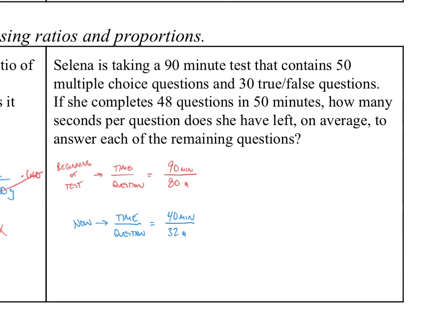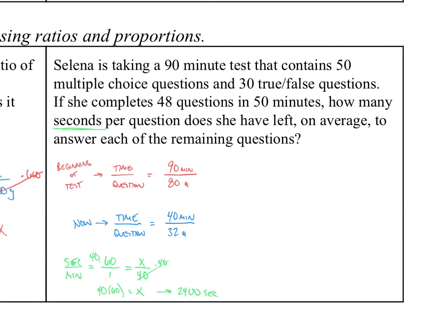So this would be great if they said, how many minutes per question does she have left on average? I could just divide 40 by 32 and I would be done. That's how many minutes per question. But they don't say minutes per question. They say seconds per question, which means we're going to have to do another little conversion here off to the side. So when I compare seconds to minutes, I know that that relationship is 60 seconds per every 1 minute. And here, I'm dealing with 40 minutes, so how many seconds is that going to be?